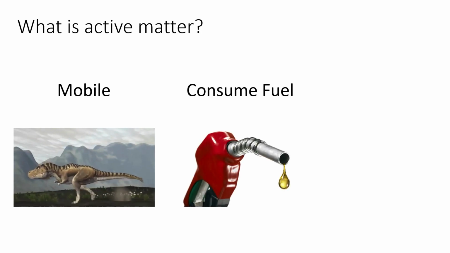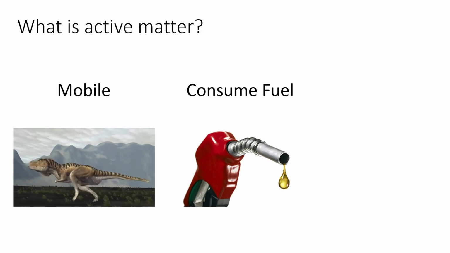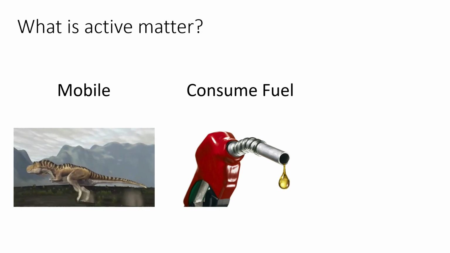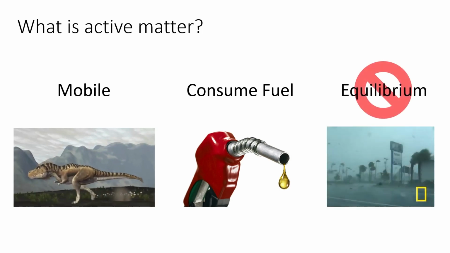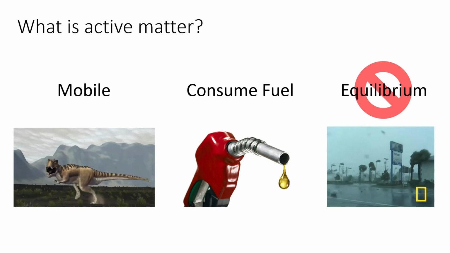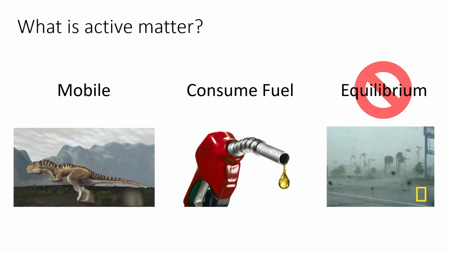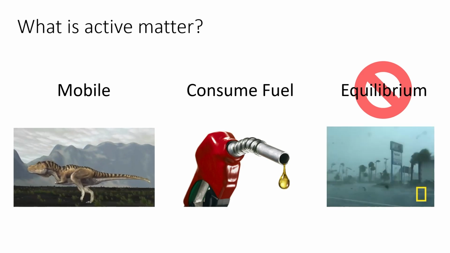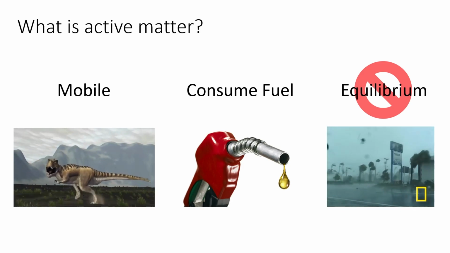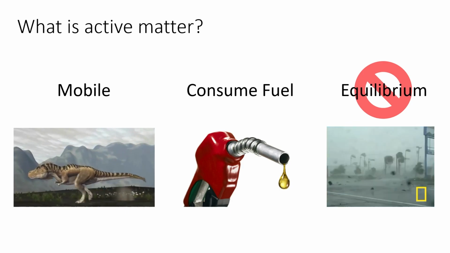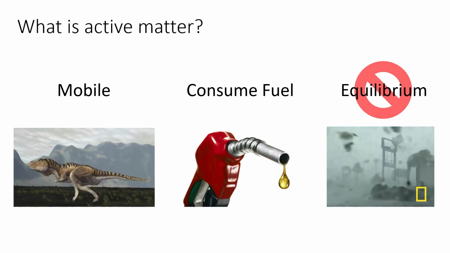Based on the second law of thermodynamics, to maintain the activity, the material must constantly consume fuels. Since the fuels are constantly consumed, entropy continuously increases. So, the system is far from equilibrium. Because of these characteristics, active matter is fundamentally different from passive matter.